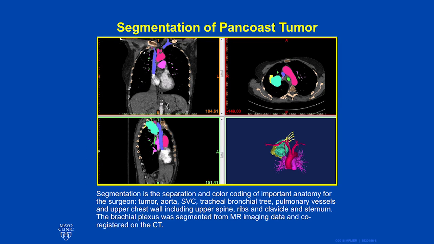Segmentation is the separation and color coding of important anatomy for the surgeon. We may select factors like the tumor, the aorta, a superior vena cava, tracheal or bronchial tree, or both, pulmonary vessels, and the upper chest wall, including the spine, the ribs, clavicle, and sternum. The brachial plexus was segmented from MR imaging data and co-registered with the CT using bony landmarks.